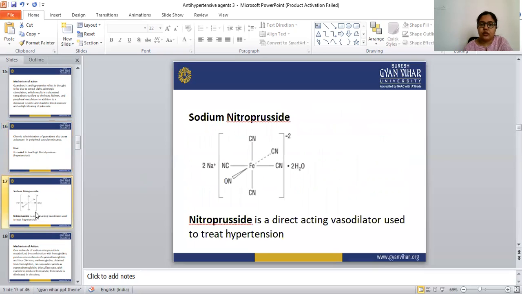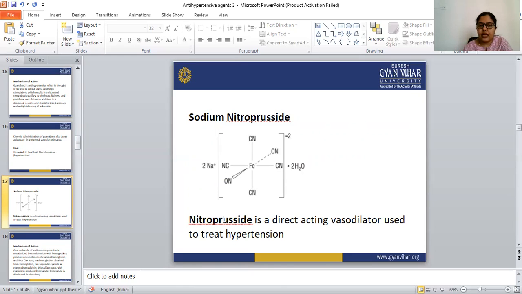Next drug is sodium nitroprusside. This is the structure of sodium nitroprusside. There are 1, 2, 3, 4, 5 cyanide groups in it. So this is the structure of sodium nitroprusside.